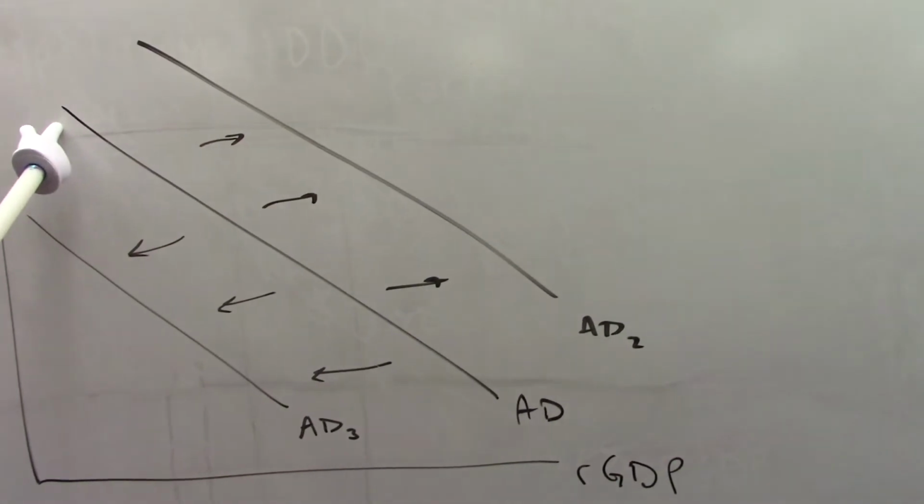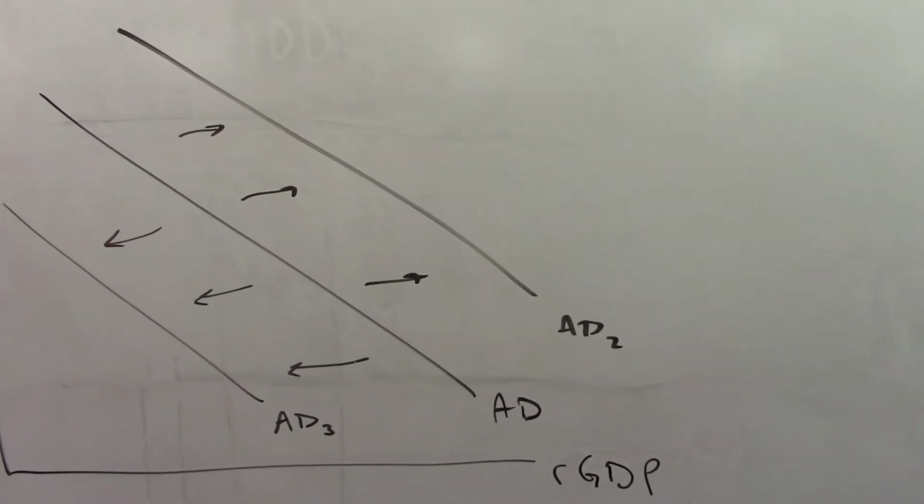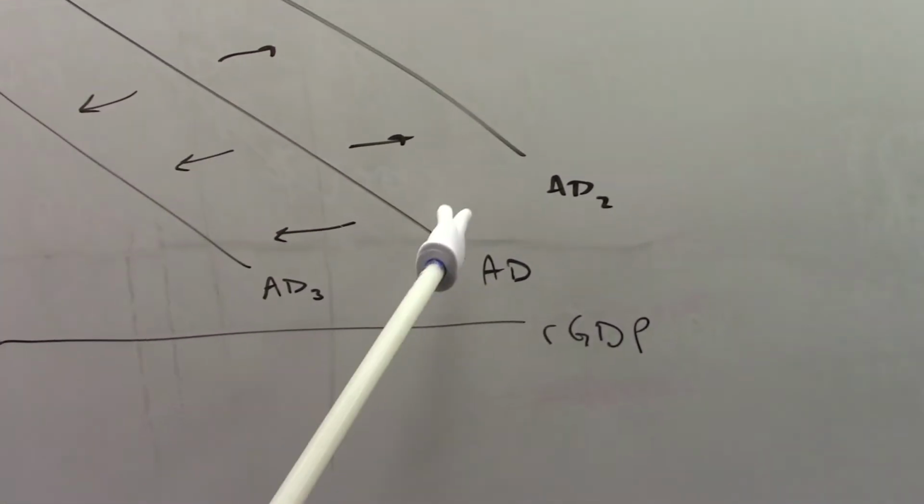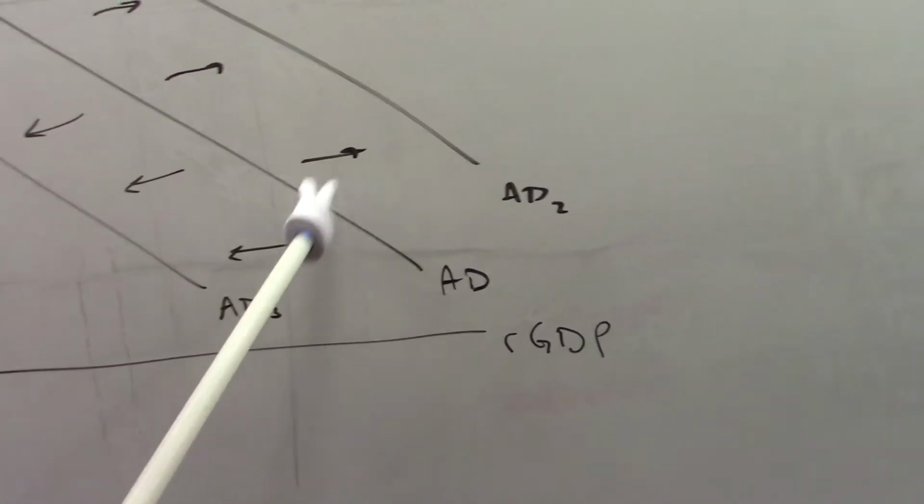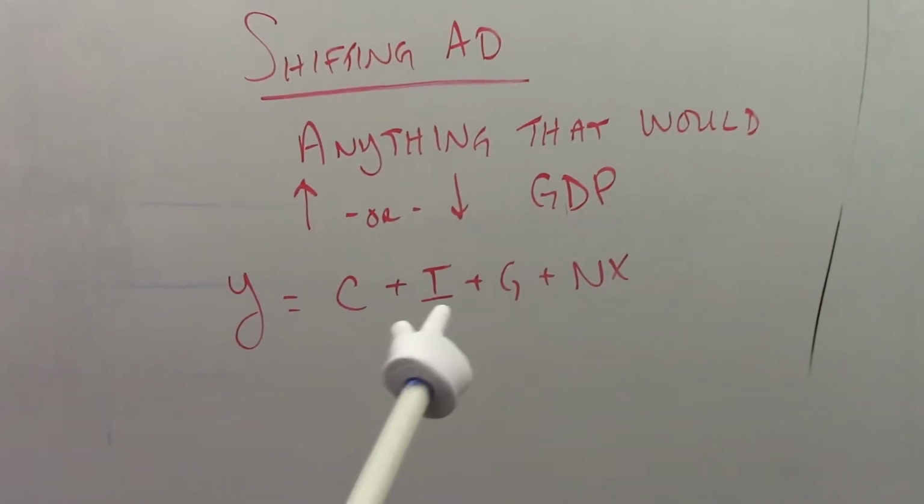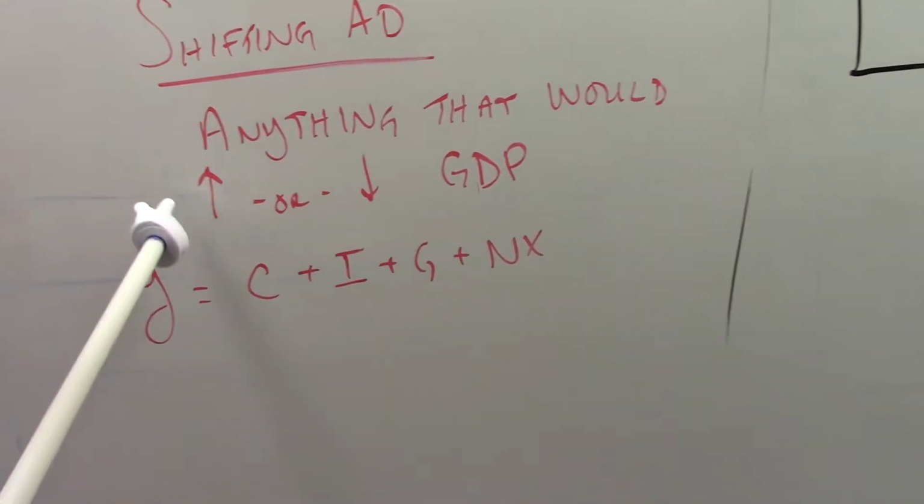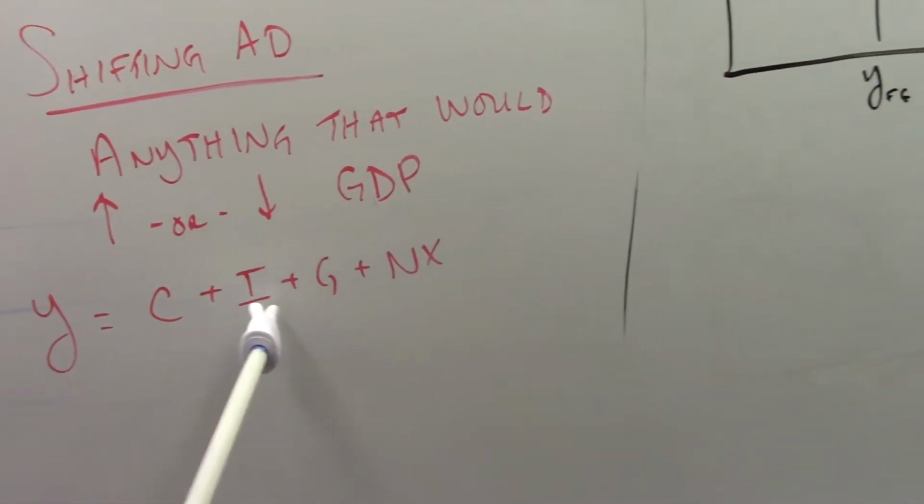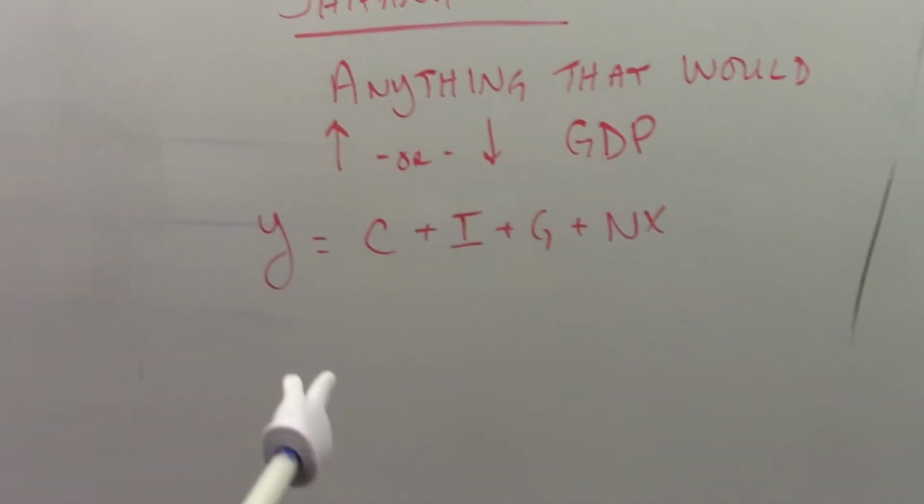So the higher the price level, the lower the real GDP. The lower the price level, the higher the real GDP. Good? How do we shift? Shifting is all about GDP. Anything that would increase or decrease GDP is going to shift that curve. So Y equals C plus I plus G plus NX.